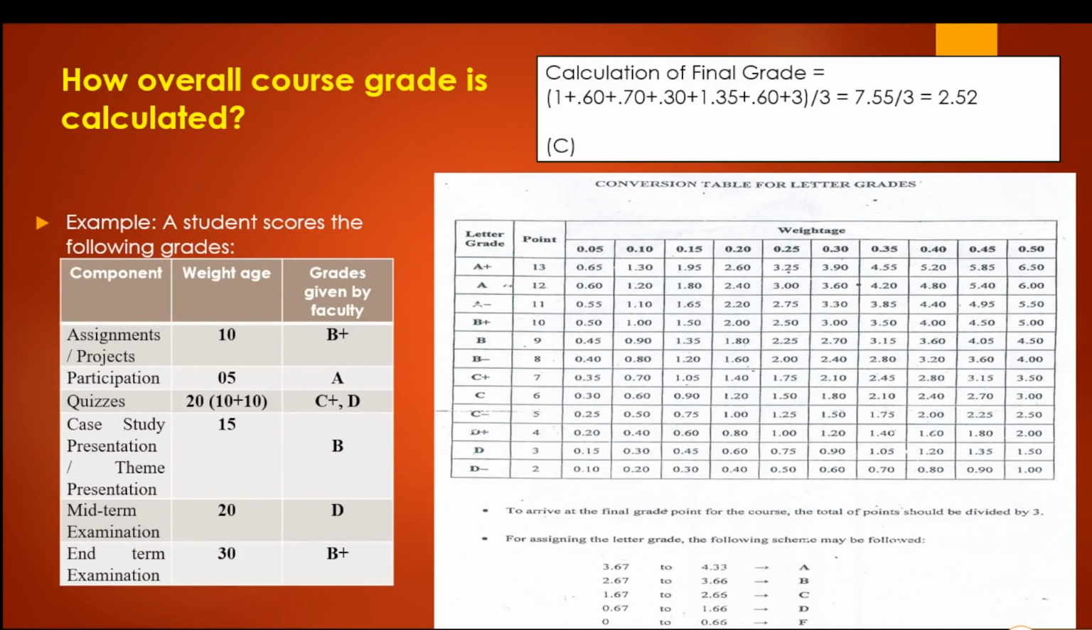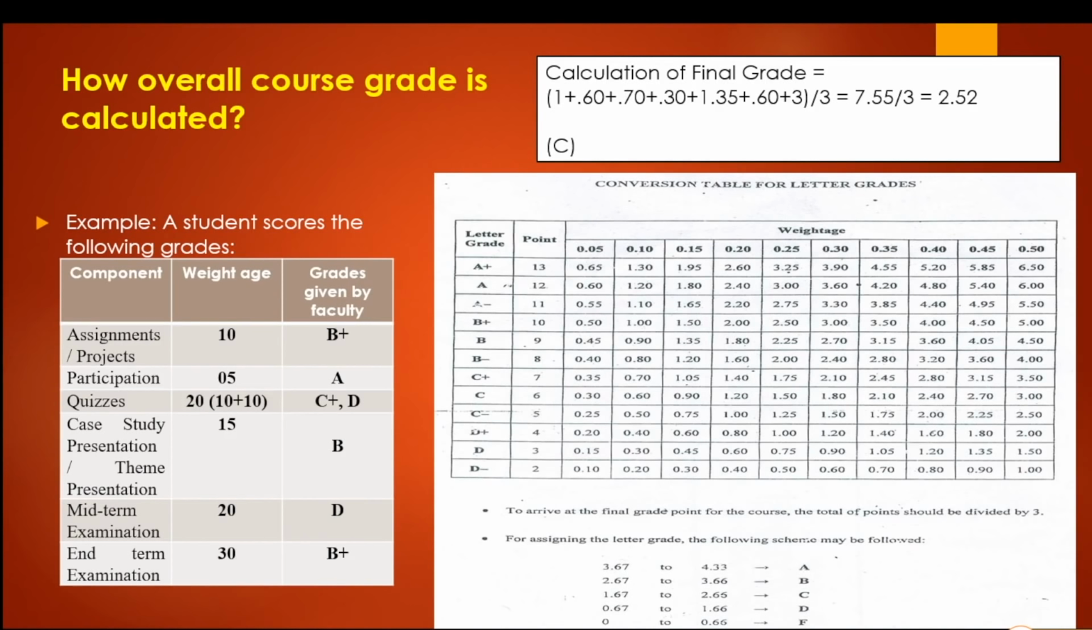Now let's move ahead and try to understand how we go about grading the subject. We started by saying that we need to first tell the students what all components we are going to use. So we said we will have our subject divided into assignments, participation, quizzes, case study, midterm examination, and end term examination, and we have given the weightage of 10%, 5%, and I said if you want to have the best 2 out of 3 quizzes, you can give 10 and 10 marks for the 2 best quizzes, and we will grade the quiz of the student in that way.